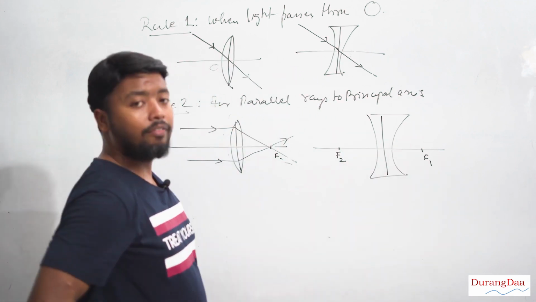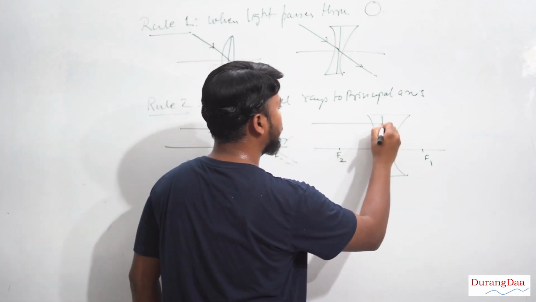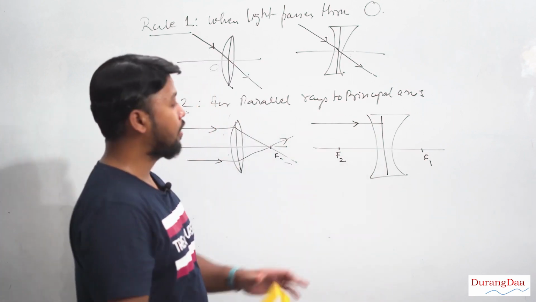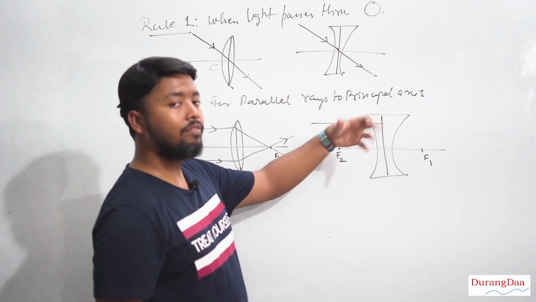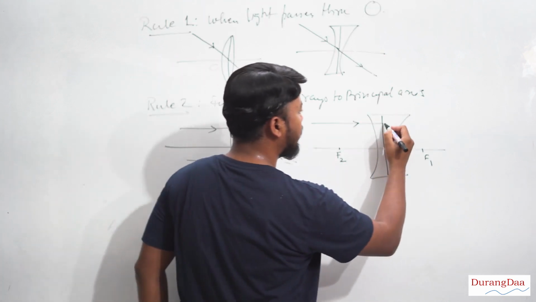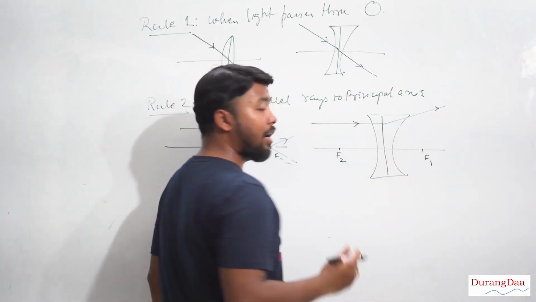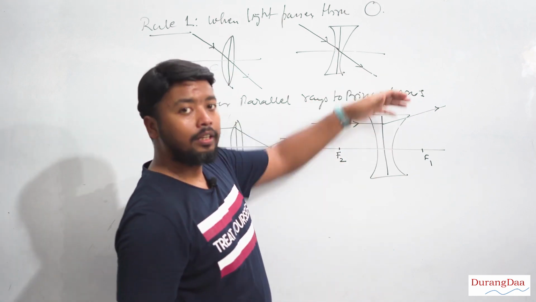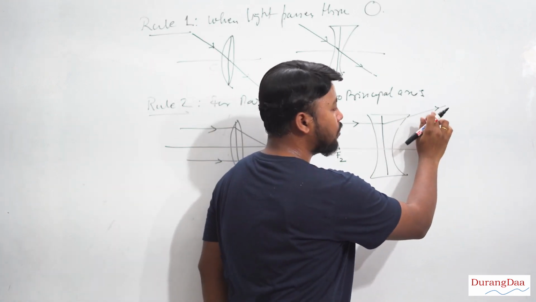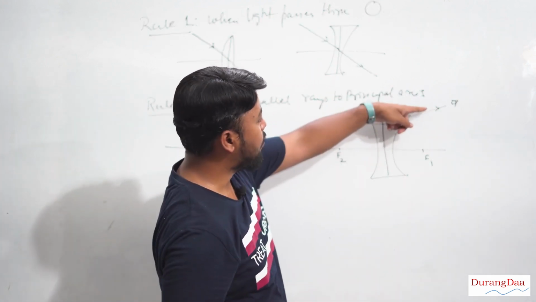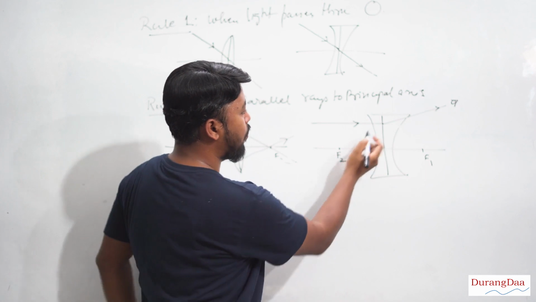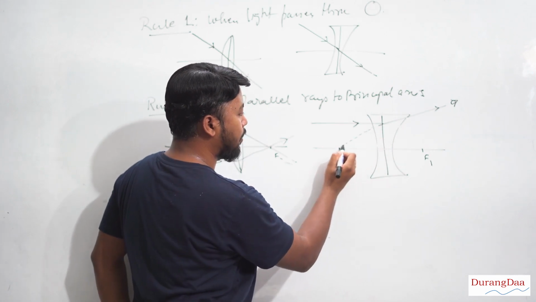So in this case, if I am drawing a parallel ray like this, the light ray, because this is concave, it will diverge. That means the light ray will bend like this, but it will bend in such a way that if a person looks at this ray from here, he will feel that this ray is actually coming from the second focal point, appears to be coming from this point.